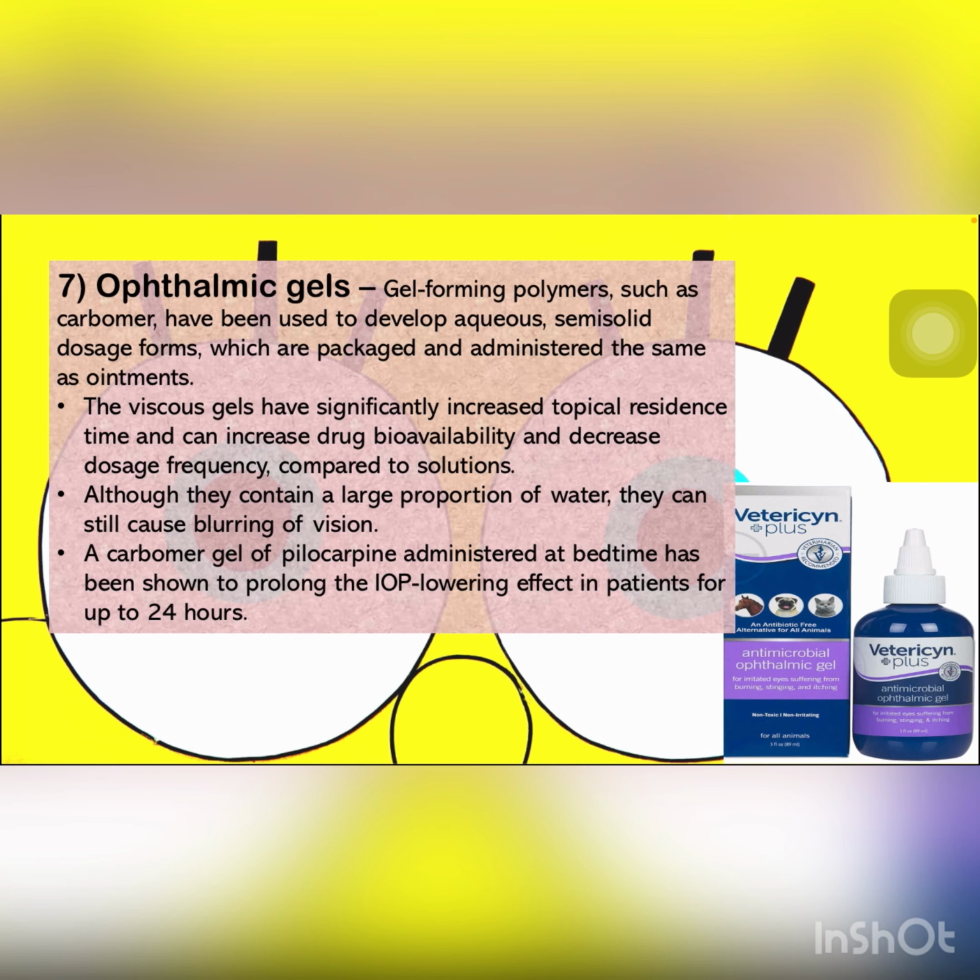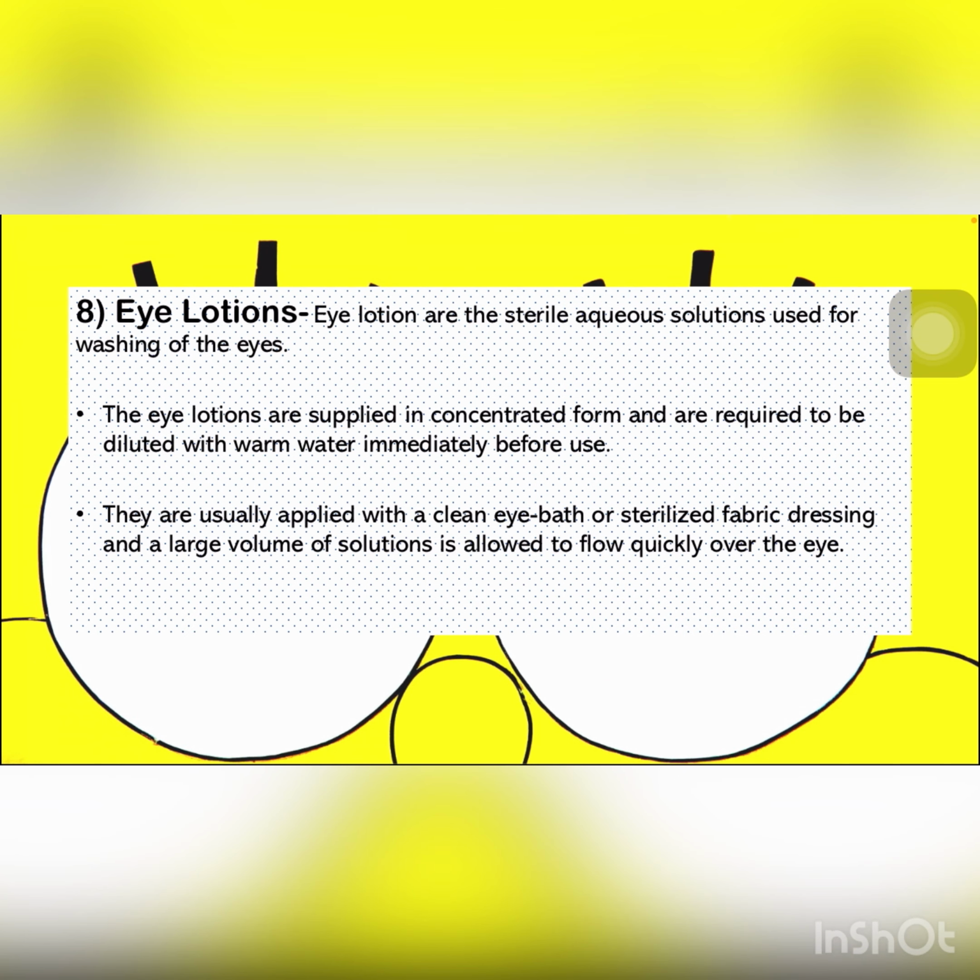Seventh are ophthalmic gels. Gel forming polymers such as carbomer have been used to develop aqueous semi-solid dosage forms which are packaged and administered the same as ointments. The viscous gels have significantly increased topical residence time and can increase drug bioavailability and decrease dosage frequency compared to solutions. Although they contain a large proportion of water, they can still cause blurring of vision. A carbomer gel of pilocarpine administered at bedtime has been shown to prolong the IOP lowering effect in patients for up to 24 hours. Eighth are the eye lotions.